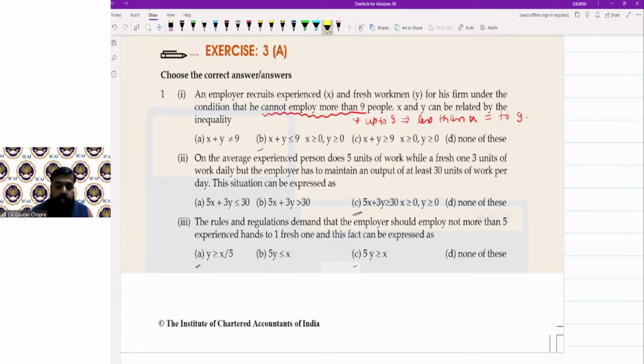So which option will be correct? Option number B will be correct. Ashwarya has given the answer. Pramod, Hema Varshini, great. 3 people have answered option number B.